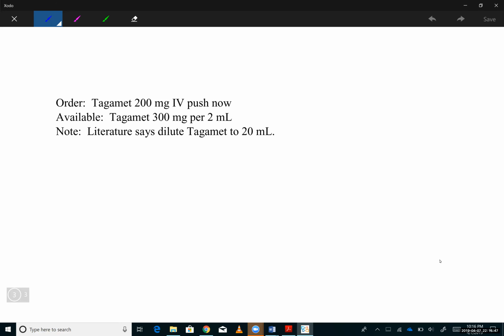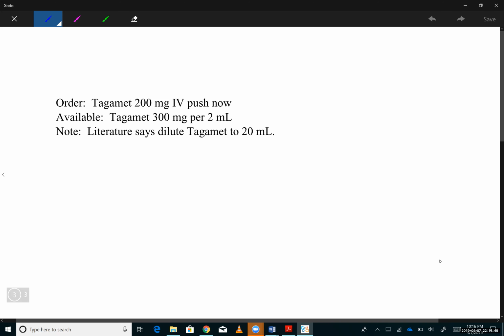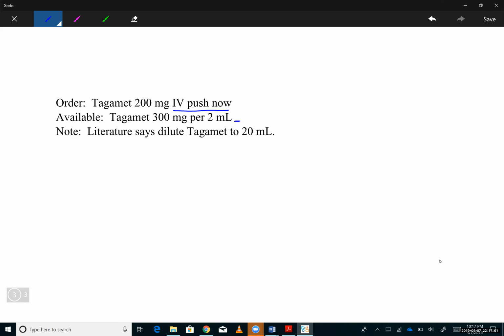We have an order for Tagamet 200 milligrams IV push now. And what we have available is Tagamet 300 milligrams per 2 mLs. When you're giving an IV push medication, sometimes you have to dilute the medication. Sometimes it'll give you an amount of time that you have to deliver that medication over.